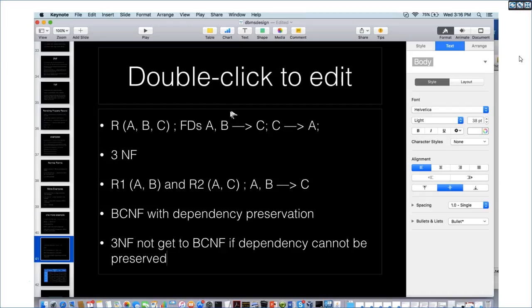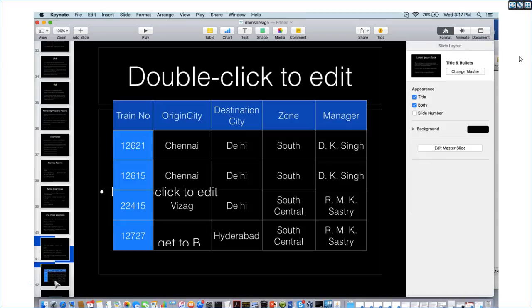But the only problem is when you split with this additional dependency coming in, this A is not part of E. Imagine this is typically the same case as we were seeing here in the journal manager case. Okay, look at this here. The origin city is the zone. Zone is determining manager. Okay, right?